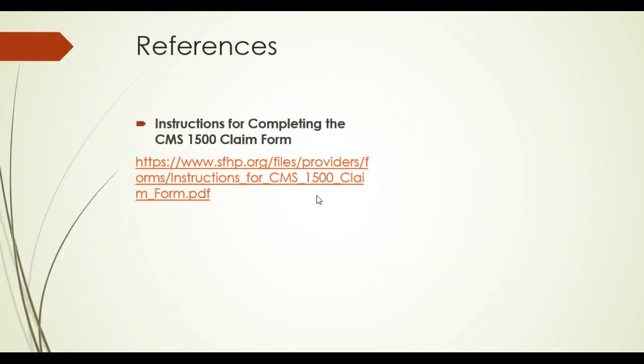So that concludes our components of the CMS 1500 form. You can refer back to this reference, and I encourage you to use this as a resource in your future career. Thank you.